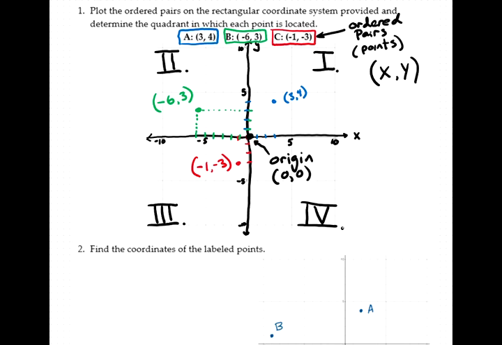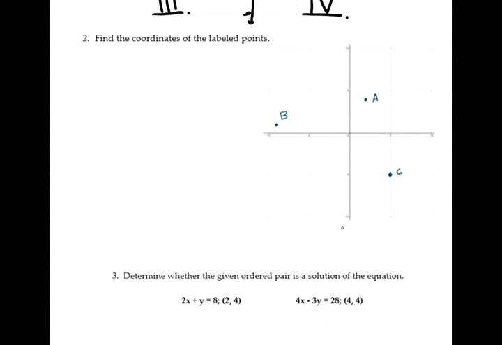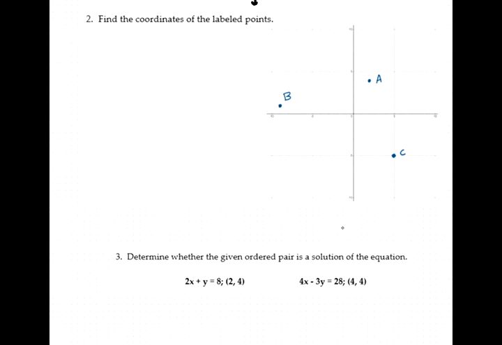All right, so in this first problem, you're given points and you have to label them. In problem 2, sort of the opposite. You're given the points on the graph and you need to find the coordinates.